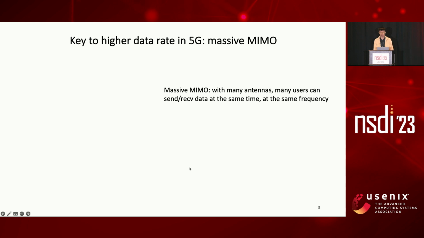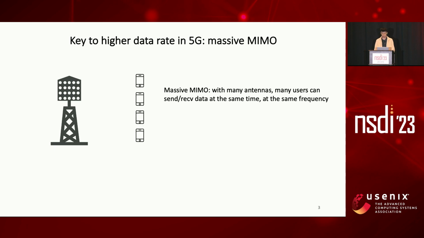To satisfy the increase in traffic rate from 5G, one of the key new features of 5G for higher throughput is called massive MIMO. Massive MIMO is a technique of using a lot of antennas at the cell tower to simultaneously serve many users at the same time, at the same frequency. So it can support higher throughput.